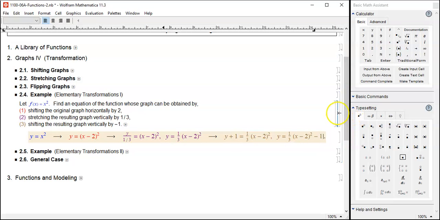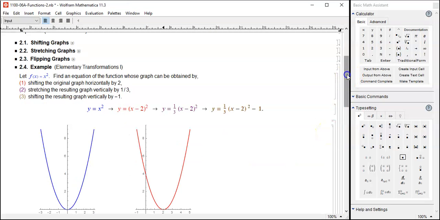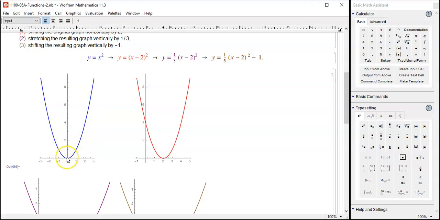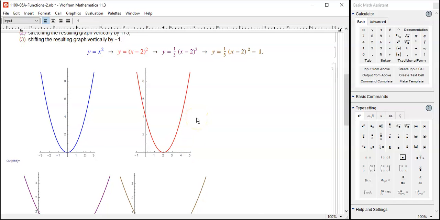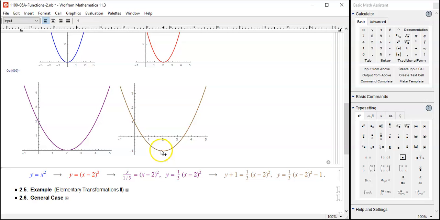Want to see the graphs? Okay, here we go. From the original, y equals x squared, and shifting to the right by 2 units, we have this red. And then stretching by a factor of 1/3, or its compression, we get this. And then take this purple and shift down by 1 unit. That's this brown. And we have this motion there, this kind of transformation.